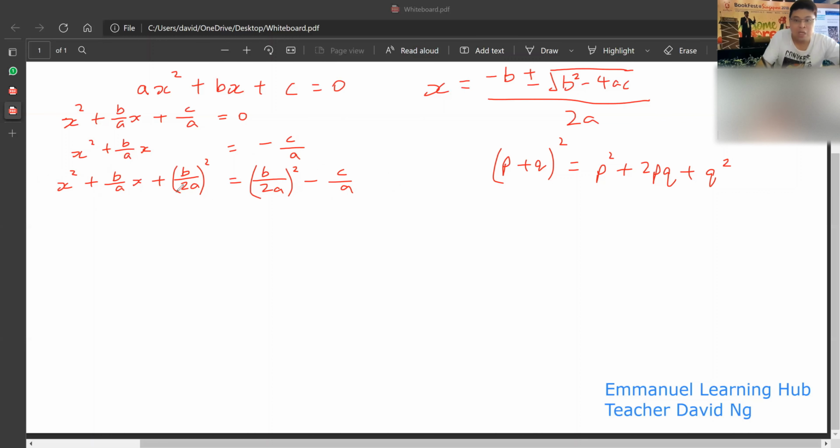This step you are clear. So this one is my P squared plus 2PQ plus Q squared. So if I factorize it, I have (P plus Q) squared, right? Agree? This becomes this?